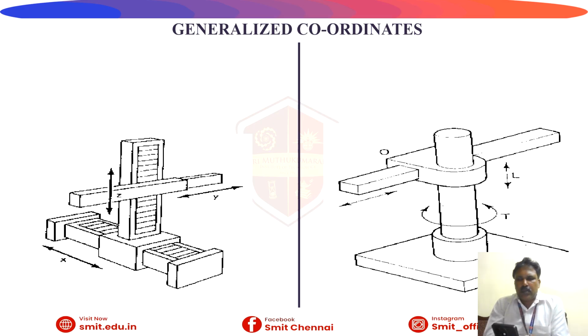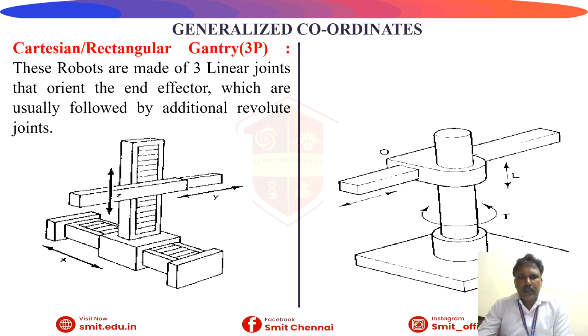Now, the first topic of unit 1 is generalized coordinates. We will see it one by one. That is Cartesian coordinates, the rectangular gantry, which is given as 3P. Before going through this, I want to tell you what 3P is. That is prismatic joints, prismatic joints.